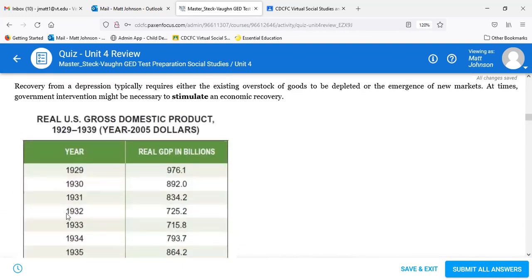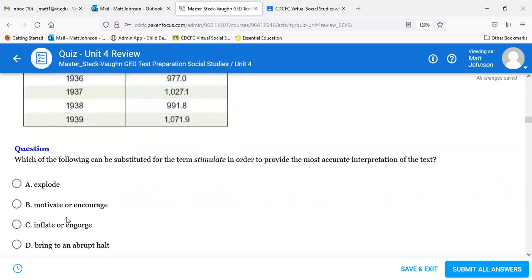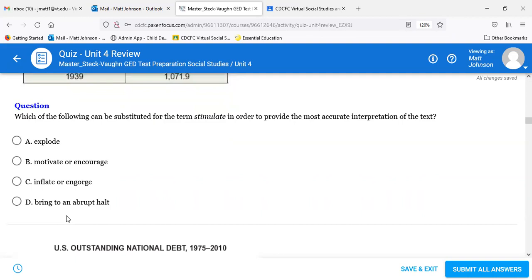5, well, we're rolling right along. We've got the same table again, same passage. Etta, how about reading number 5? Okay. Which of the following can be substituted for the term stimulate in order to provide the most accurate interpretation of the text? A, explode. B, motivate or encourage. C, inflate or engorge. Or D, bring to a halt. I think it's C. So it's B. So to motivate or encourage.